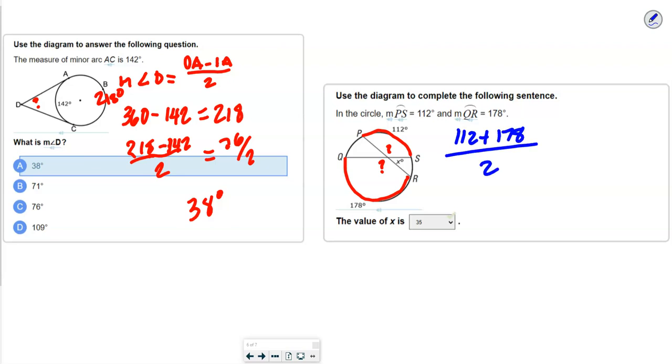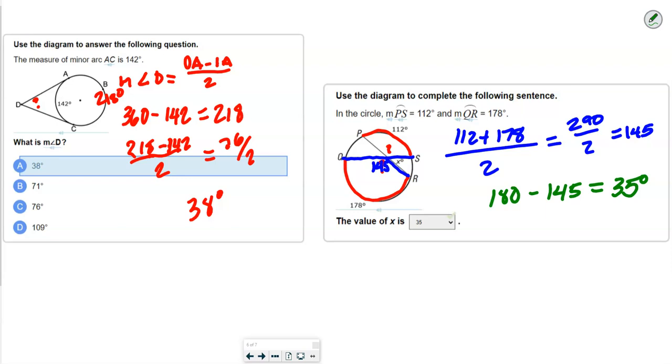So when I did that, I got 290 divided by 2, that's equal to 145. So I'm going to put that 145 in here. And notice again now that this angle and that angle form a linear pair. So I'm going to take 180 minus our 145, and that's why the answer was 35 degrees.